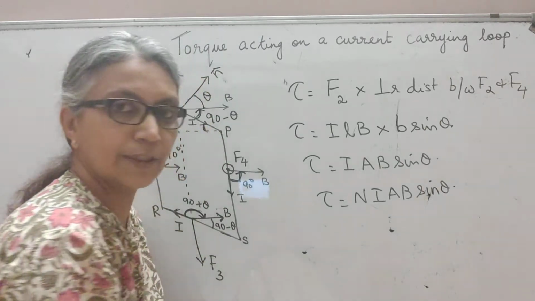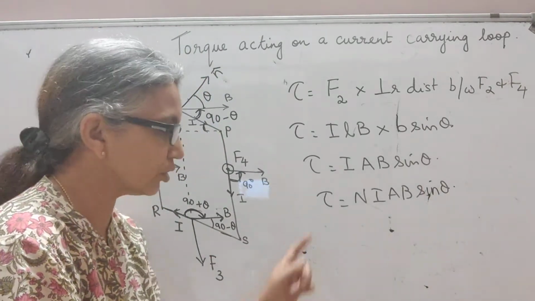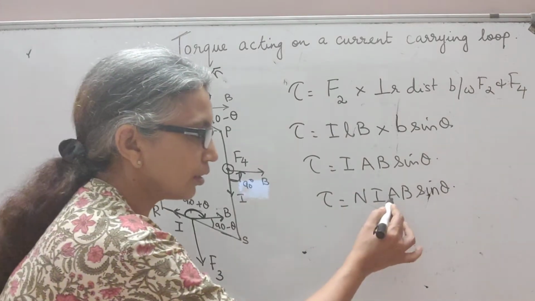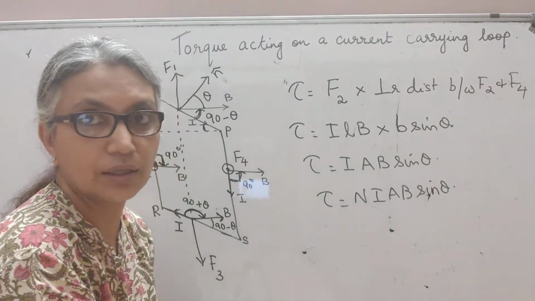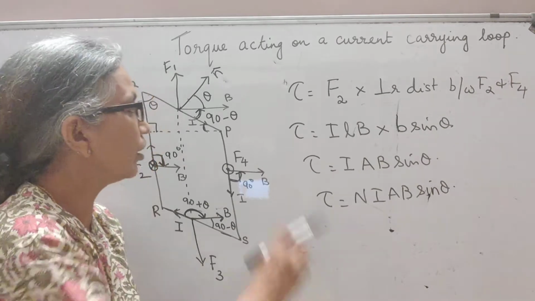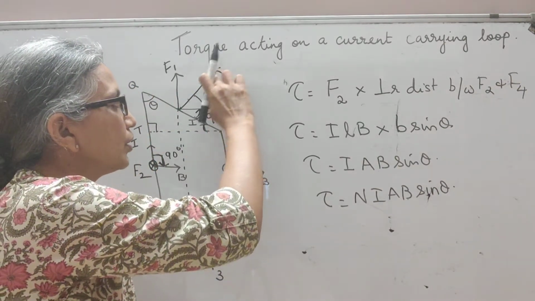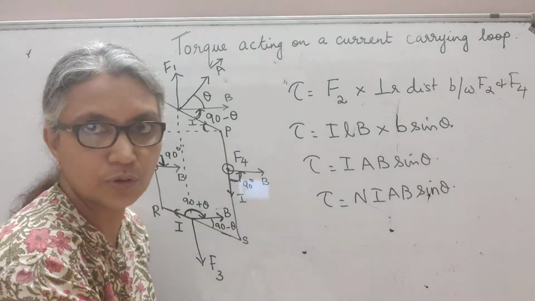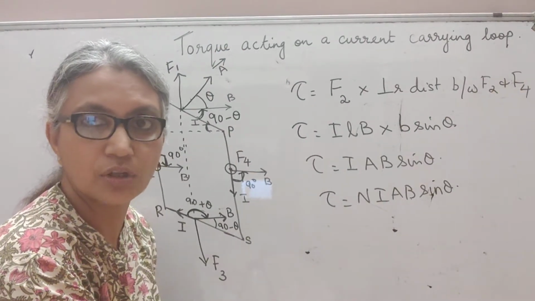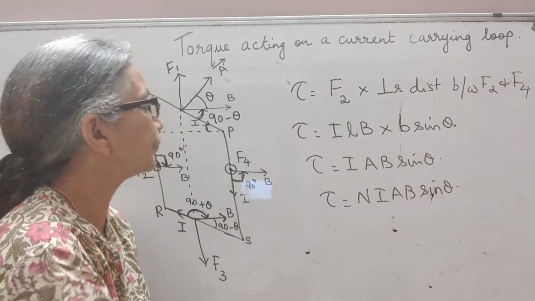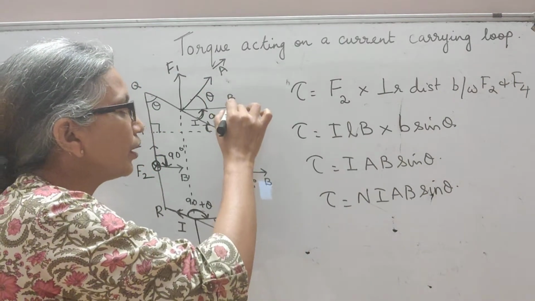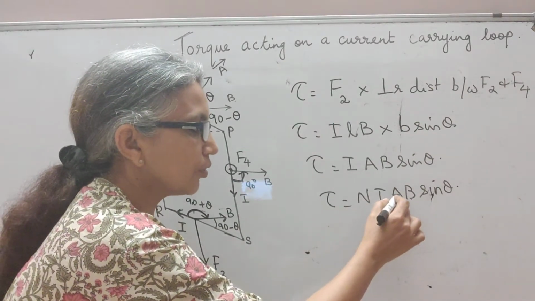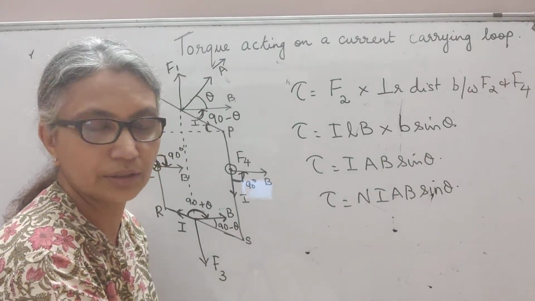Again, as I've told you earlier, sine theta tells you that the torque is a vector product of two vectors. The vectors here are the area vector and the magnetic field. Area vector we know is this one. So this I'll call the area vector, because I've told you area vector is always normal to the plane of the coil. So the angle between the area vector and magnetic field is what we have as theta. So this is a cross product between the area vector and the magnetic field.